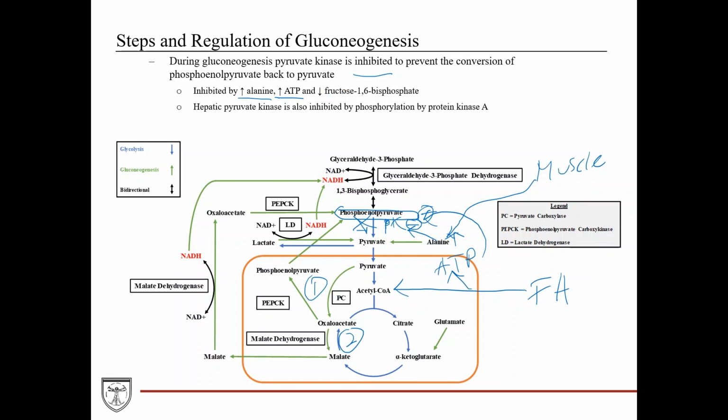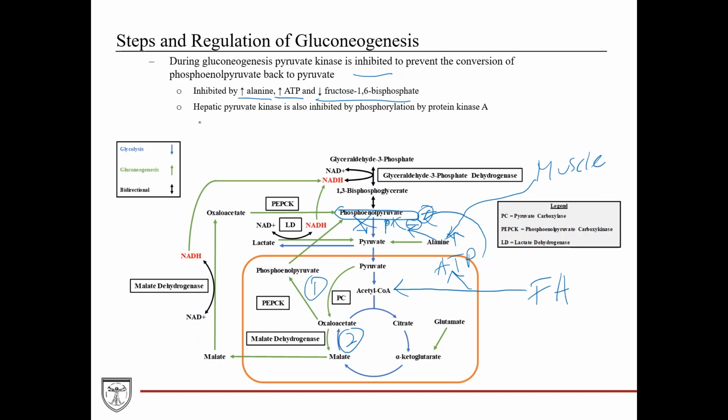And then also fructose 1,6-bisphosphate. This is an intermediate during glycolysis, and since you're not running glycolysis, you have less levels of that. During glycolysis, this is actually a stimulant of pyruvate kinase. So you have less levels of that as well.